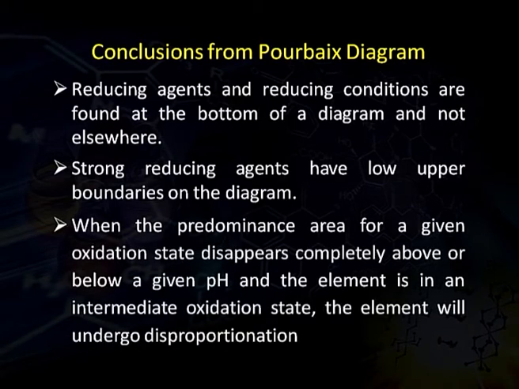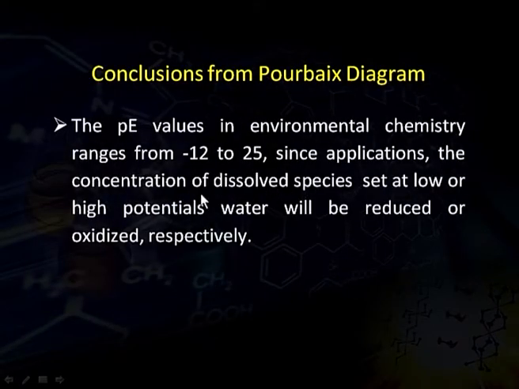When the predominance area for a given oxidation state disappears completely above or below a given pH and the element is in an intermediate oxidation state, then the element will undergo disproportionation. It means that in such a situation, when the predominance area of an oxidation state disappears completely along a specific pH condition, that intermediate oxidation state represents the possibility of disproportionation.